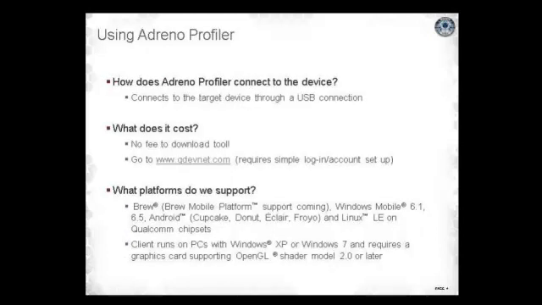So Adreno Profiler connects using just a standard USB connection. There's no cost associated with getting Adreno Profiler. It's free to download. You can get it right now from our developer website, which is qdev.net or developer.qualcomm.com. All you have to do is simply create a profile on there, which is free, and then you can download it. Currently, this is supported on the Brew platform, including BMP, starting now.